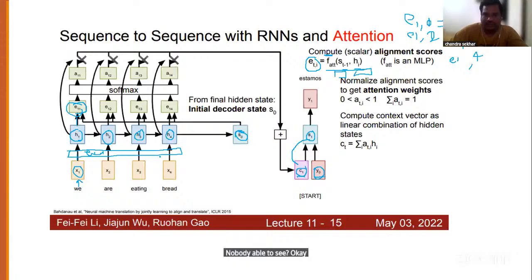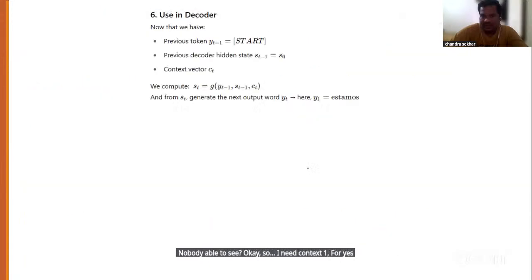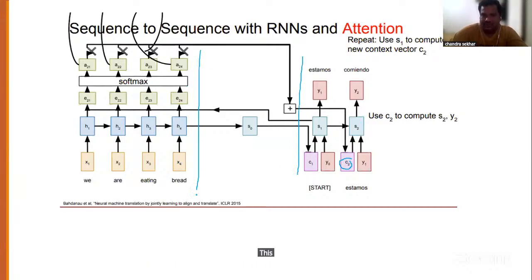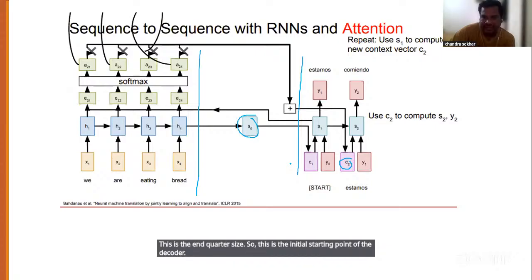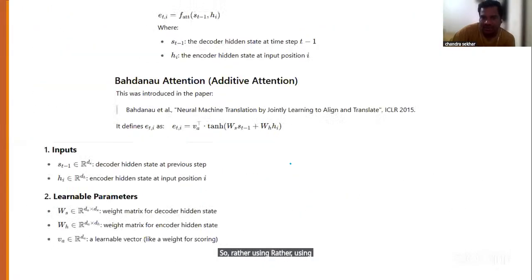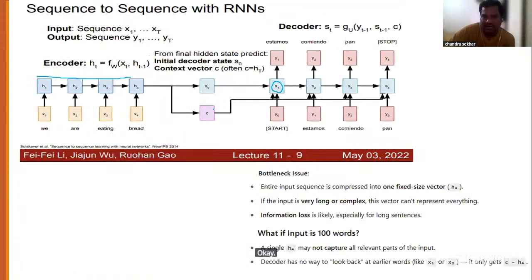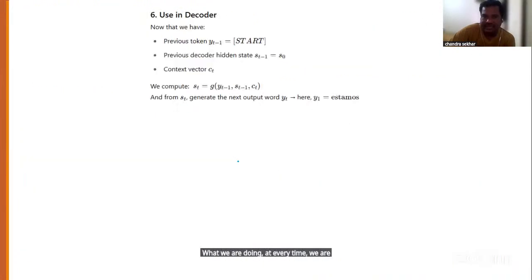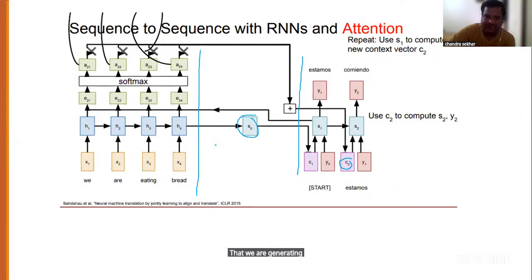Okay. So I need context 1 for S1, and I need context 2 for S2. This is the decoder side. This is the encoder side. So this is the initial starting point of the decoder. So rather than using only one common context for all the states of the decoder, at every time step we are generating the output, we are generating C1, C2, C3, a context for each output.